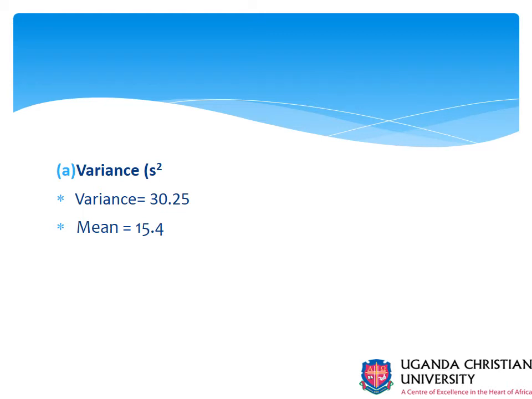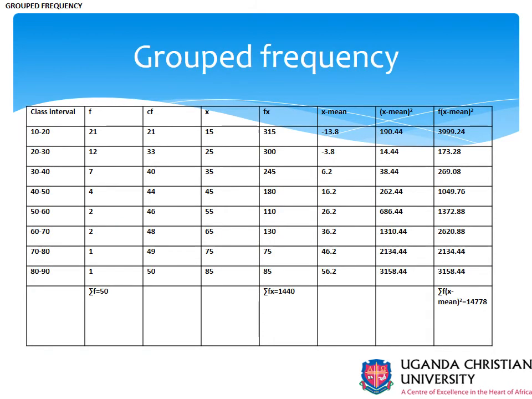However, I can also first compute variance and then later on compute standard deviation. Grouped frequency. Looking at grouped frequency, we have more columns in our table compared to the number of columns we had under measures of central tendency. Remember, when we were computing measures of central tendency, we only had class intervals, frequencies, cumulative frequency, the midpoints, or class mark, then we had the fx. So that's where we had stopped.